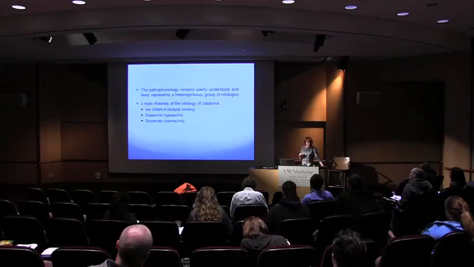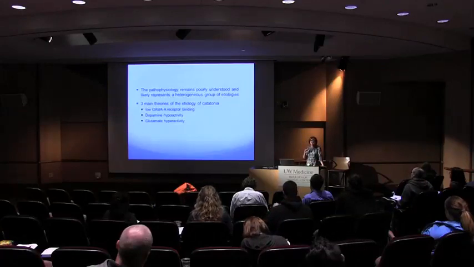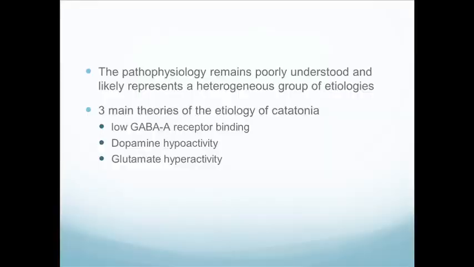So there's also a subset of patients where it's thought to be too much glutamate, and glutamate is the opposite of GABA. Glutamate is the primary excitatory neurotransmitter in the brain. So it's thought that they have too much going on with glutamate, and they would have to reduce their glutamate activity, which I'll talk about when I show you the actual things we use to treat catatonia.